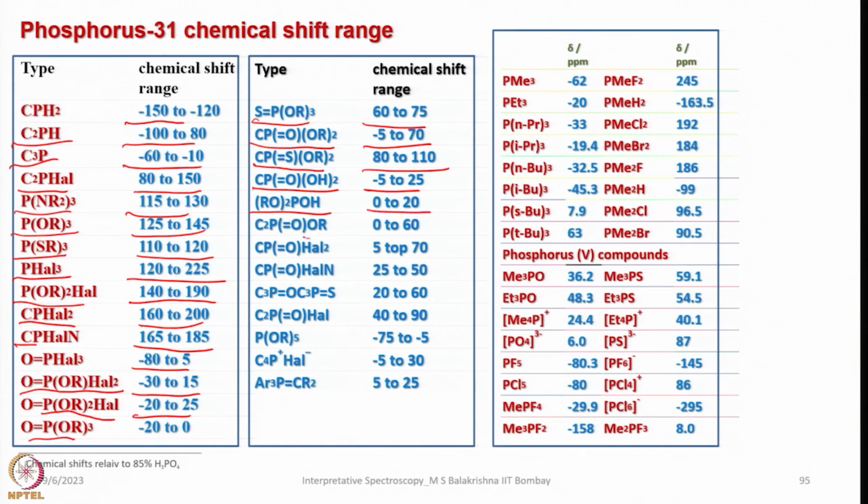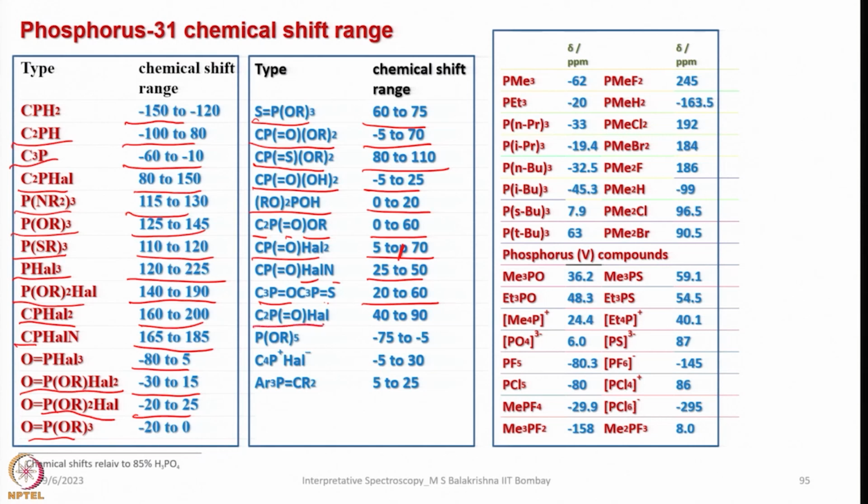And then if you have OR group and two C groups and P=O, it comes around 0 to 60. And again, if two halogens are there and one carbon, it comes around 5 to 70. And then halogen and nitrogen, it comes around 25 to 50. And then whether PO or PS compound with C3, it comes in the range of 20 to 60. That means tertiary phosphine oxide or tertiary phosphine sulfide, they come in the range of 20 to 60.